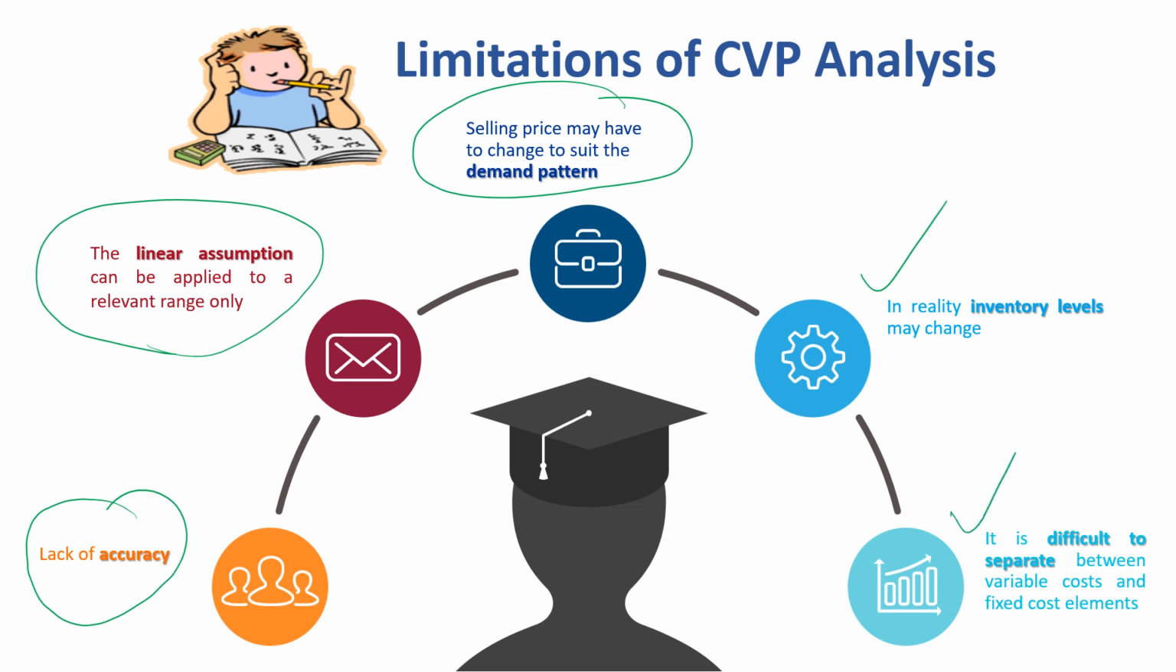Okay, the last limitation, it is difficult to separate between variable cost and fixed cost elements. Because under CVP analysis, we assume that costs can be segregated into fixed and variable elements only. But in real situation, some of the costs are classified as mixed costs. For example, telephone charge, whereby there may be a fixed monthly rental charge and a variable charge for calls made.